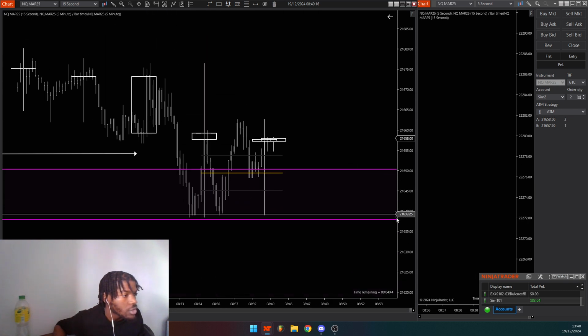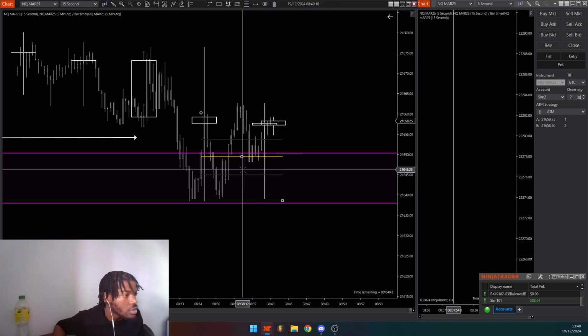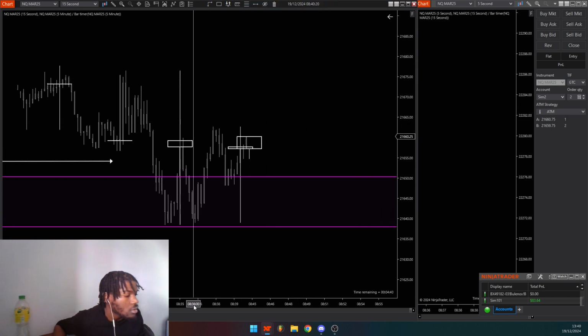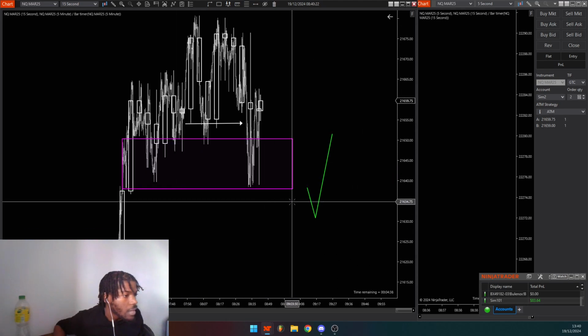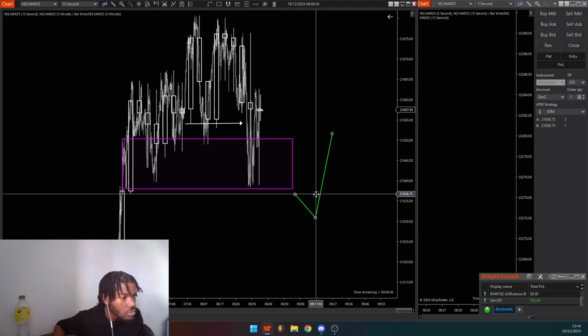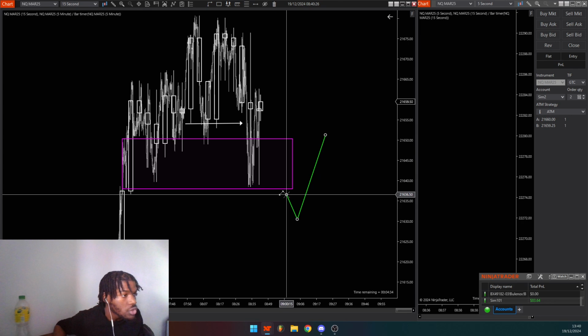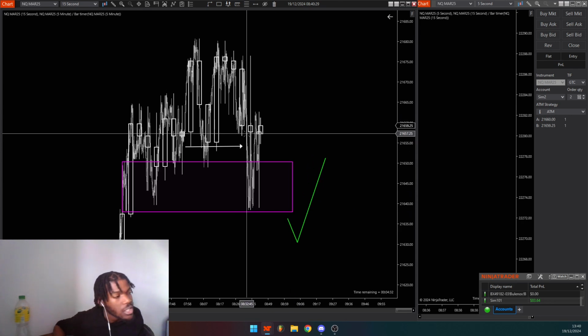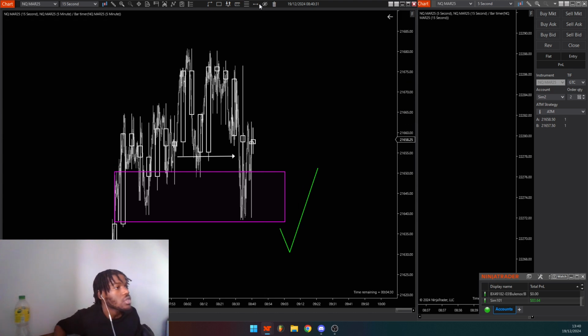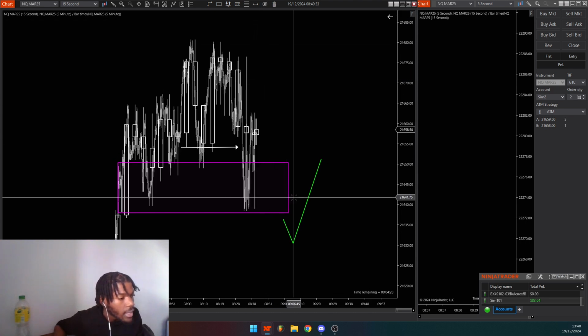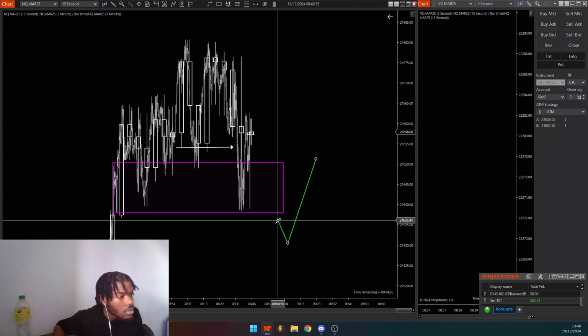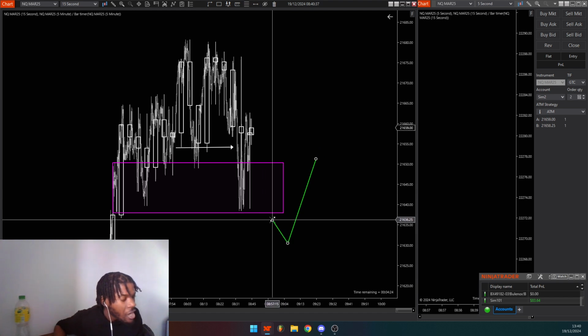See, I don't want to chase this. I'd much rather just let the move play out. My probabilities of getting in an entry are way higher if I just wait. Not getting in an entry, but actually managing risk profitably, are way higher here.